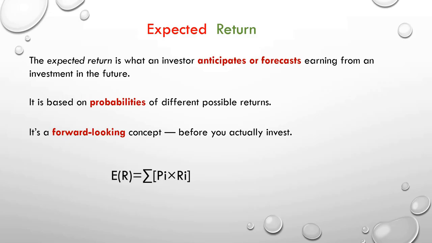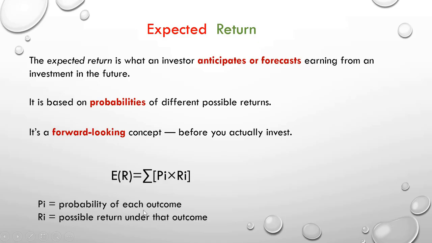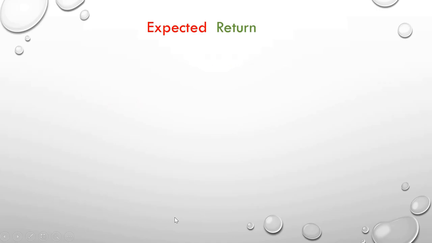So what we have to do, your expected return will be the summation. Summation means the sum of all the situations, and what we have to sum is probabilities multiplied by returns. So the probability of each outcome multiplied by the possible return of that outcome.